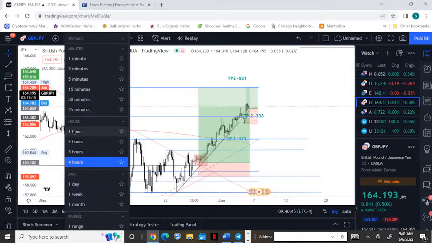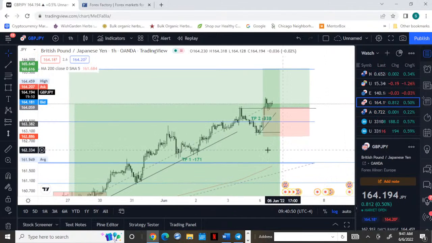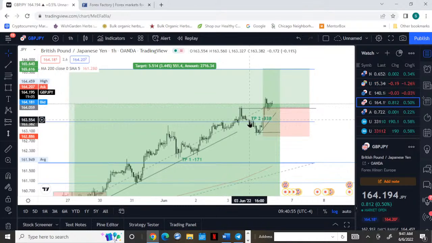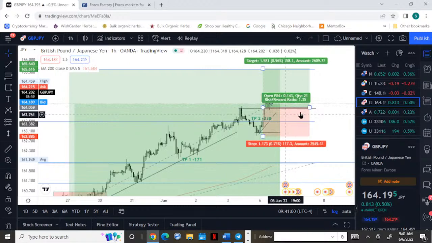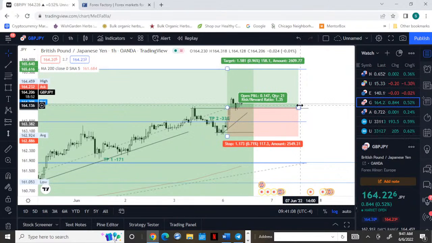GJ is near entry. I want this TP3 to get hit. I was looking for to add another entry. I was waiting for price to break and retest, which it did beautifully. It broke and retest, and I did get another entry right there to hold GJ to its final TP. But that is it for today.